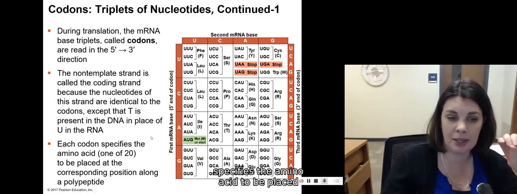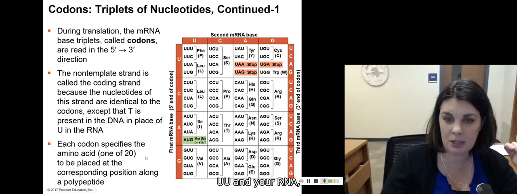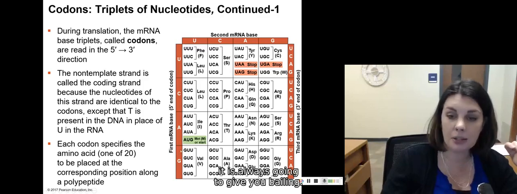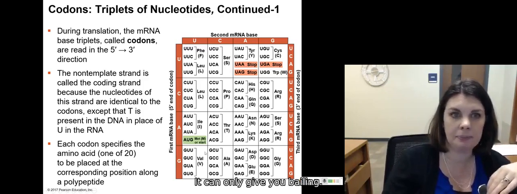Each codon specifies the amino acid to be placed in the corresponding position along the polypeptide. So anytime you have GUU in your RNA, it is always going to give you valine. It can give you nothing else. It can only give you valine.